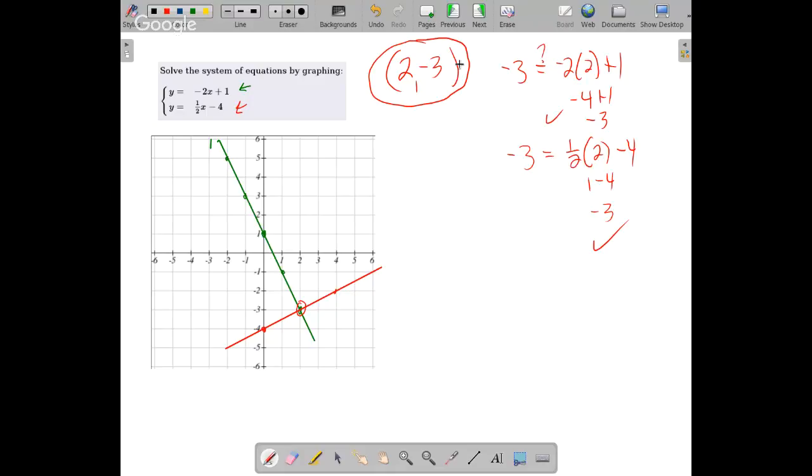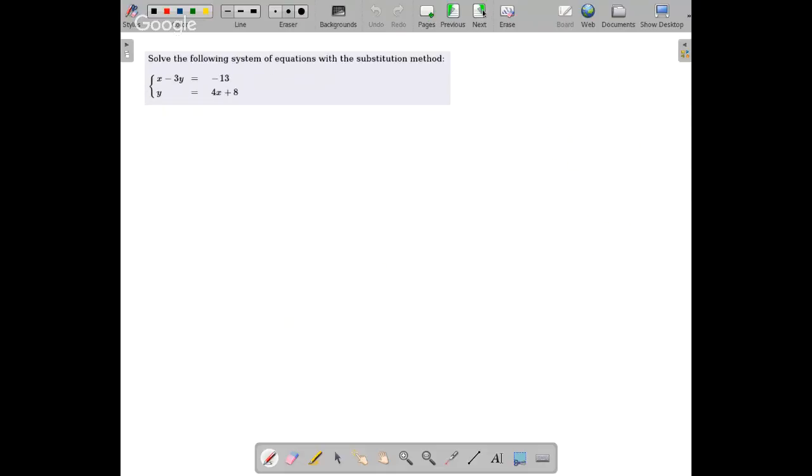And sometimes solutions you can graph and see it, but other times the numbers aren't so nice. So we need other methods, like the substitution method. In this one here, we're told y is equal to this whole thing. So that means anywhere we see a y, we can substitute this expression in for it. So here, let's rewrite the first equation. x minus 3 parentheses equals negative 13. And then we can substitute in our 4x plus 8.